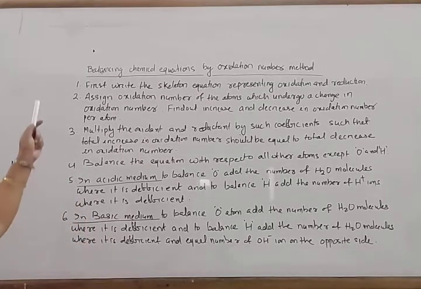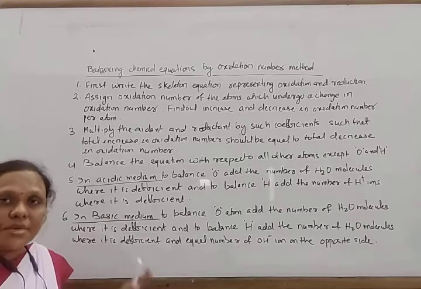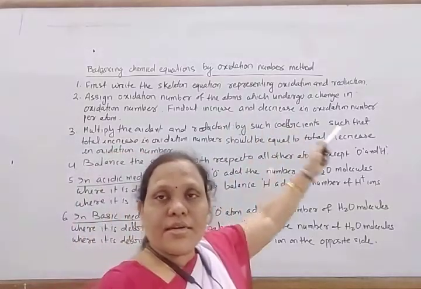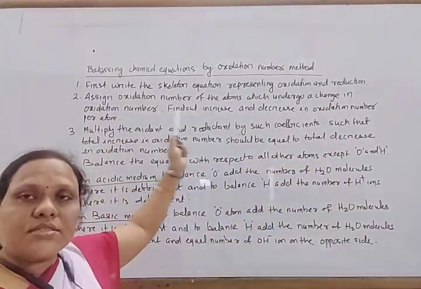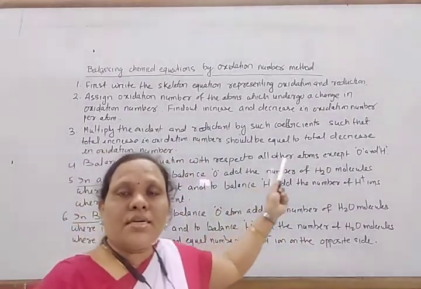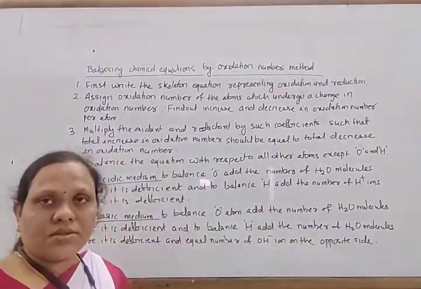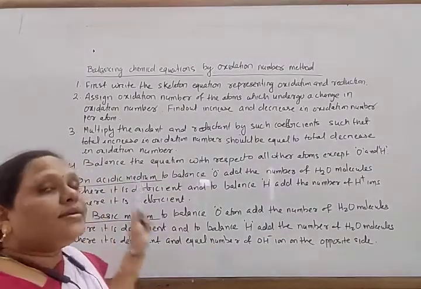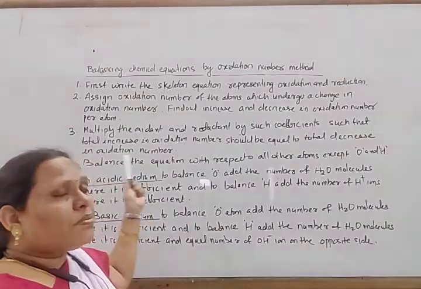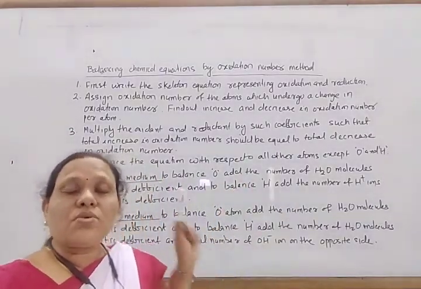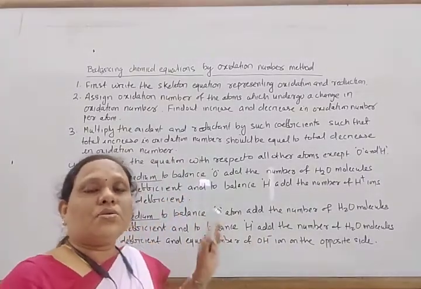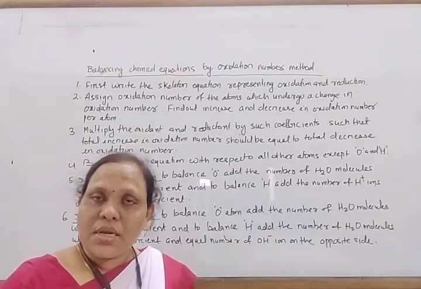Now look at the rules to balance the chemical equation by oxidation number method. First write the skeleton equation, then assign oxidation numbers to all atoms, then find out where loss and gain of electrons take place, where oxidation and reduction take place, and how many electrons are lost and gained. So multiply by a suitable number so that the total number of electrons lost is equal to the total number of electrons gained, or the total change in oxidation number is equal.